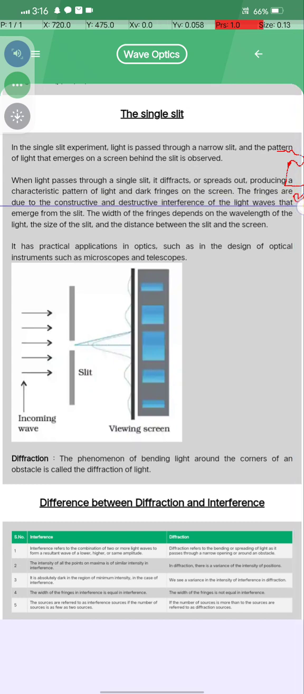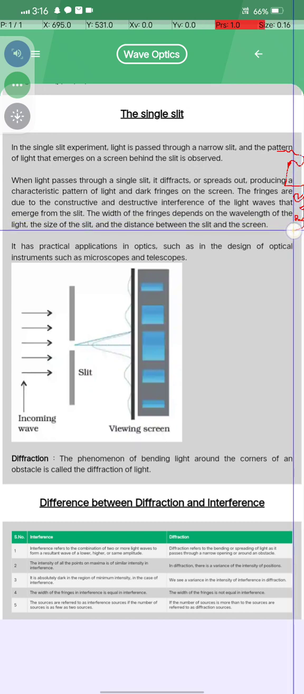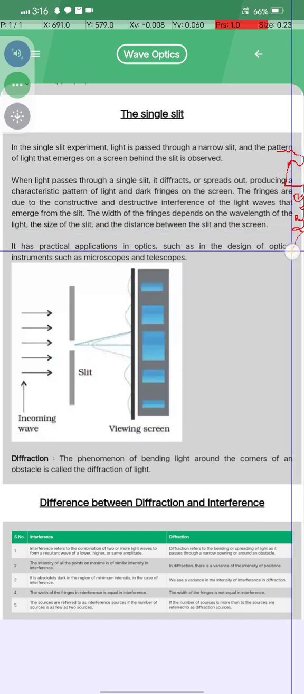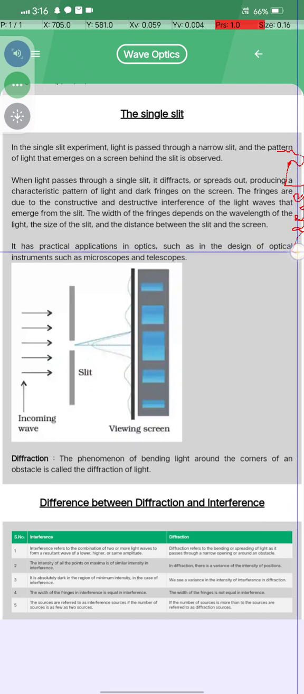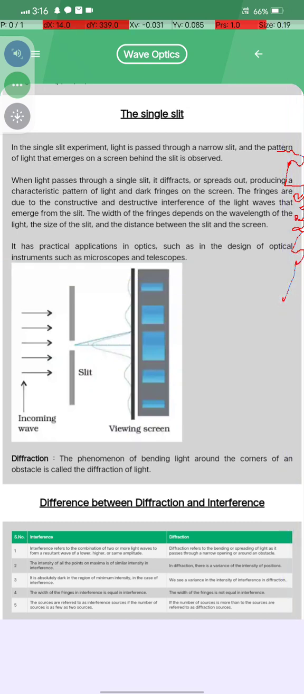The fringes are due to the constructive and destructive interference of the light waves emerging from the slit, and the width of the fringes depends on the wavelength of the light, the size of the slit and the distance between the slit and the screen. It has practical applications in optics, such as in the design of optical instruments such as the microscope and telescope. Okay.